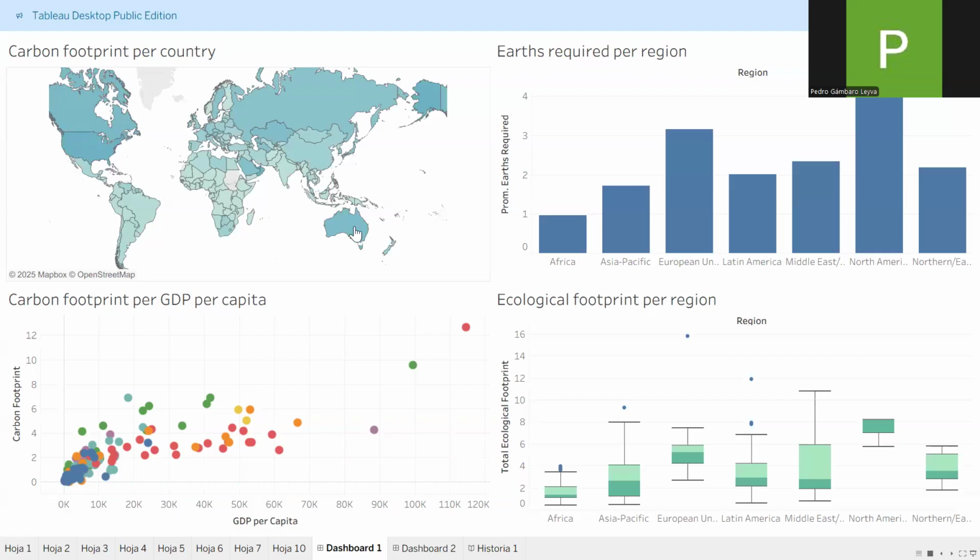Hello, my name is Pedro Gambaro Leiva, and today we are checking my two dashboards, which are trying to solve the problematic of the carbon footprint generated by each country or by each region.